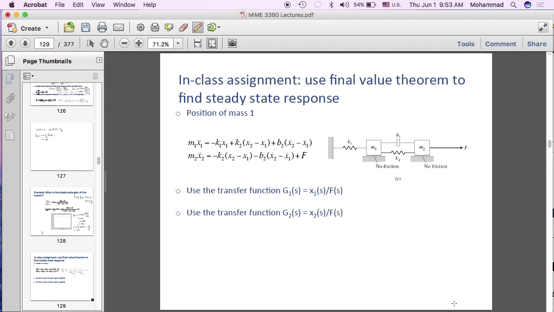Okay? So these are two examples. I'm going to leave them for you to solve. You already have these two transfer functions from previous examples that we solved. You have g1 of s, which is the transfer function between f and x1, and you have g2 of s, which is the transfer function between f and x2. What I'm asking you to do is to find x1 steady state and x2 steady state in response to a unit step input. And by the way, you already know the answer. In the previous example that we solved, we found x1 steady state and x2 steady state from the differential equation. Now I'm asking you to apply the final value theorem and verify that you get the exact same answer. Is it clear? So I'm going to leave this for you to solve.